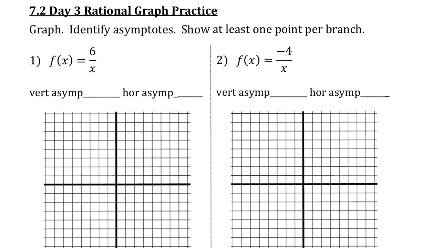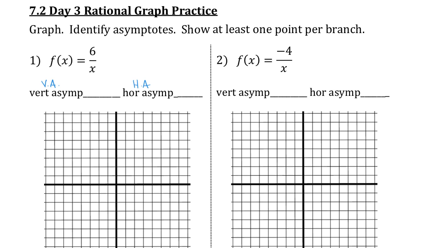Okay, 7.83, we're just going to practice graphing some of the rational graphs we've been graphing the last couple days. So we're just going to identify the asymptotes and show at least 1 point per graph. For vertical asymptote, sometimes we use v.a. to abbreviate, and for horizontal asymptote, sometimes we use h.a.